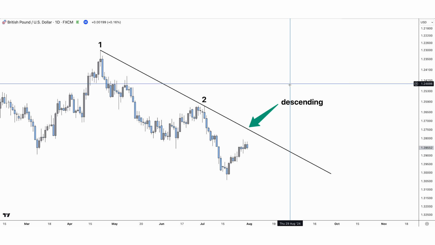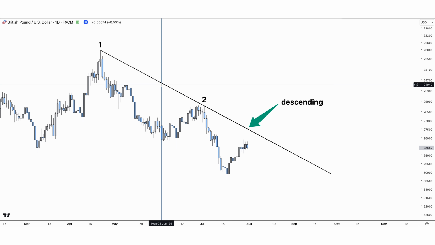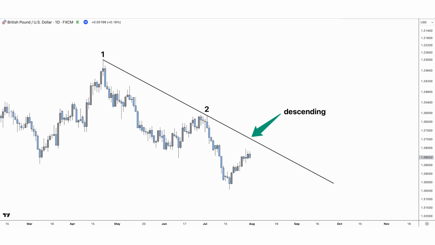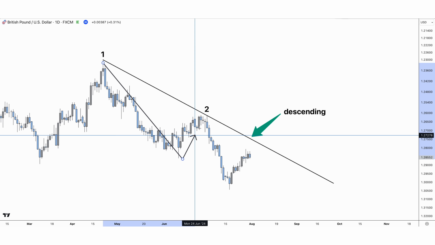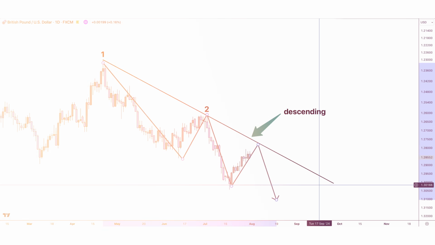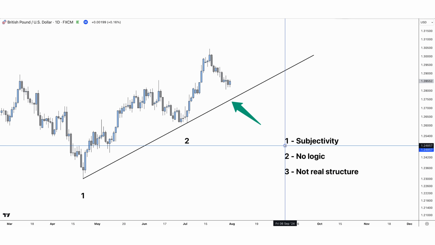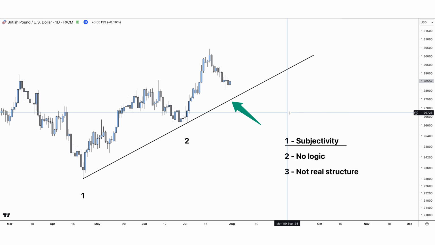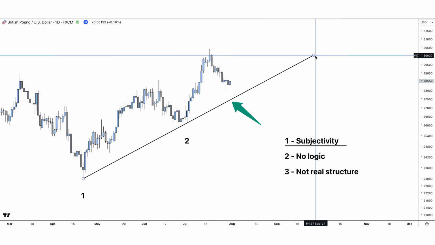We have ascending, which is an uptrending move, and descending, and the theory behind them is simply to tell us the structure. Which way is the market going? Well, this one is showing us the market's going down, and the other one showed us the market's going up. So the first problem I have with trading trend lines is subjectivity. They are subjective, which means we can draw them on in pretty much any way.